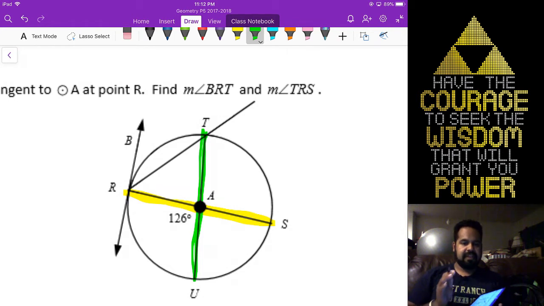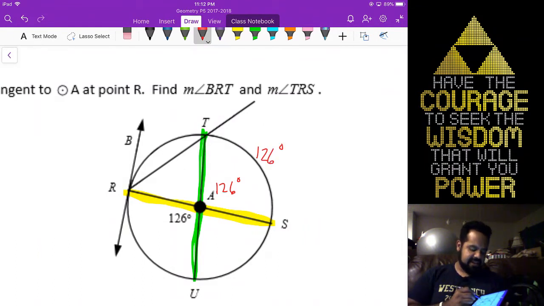From here, we're going to use the vertical angle theorem, because then I know this is 126 degrees. Now, since our angles are in the middle, we know that their intercepted arcs are also the same measure. So 126 degrees here and 126 degrees here. Right?